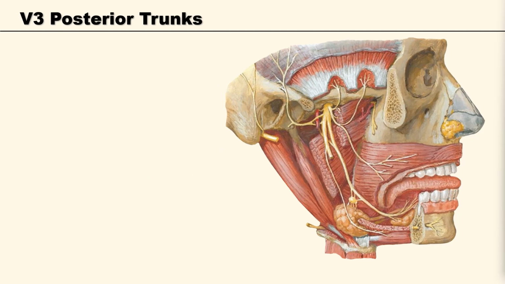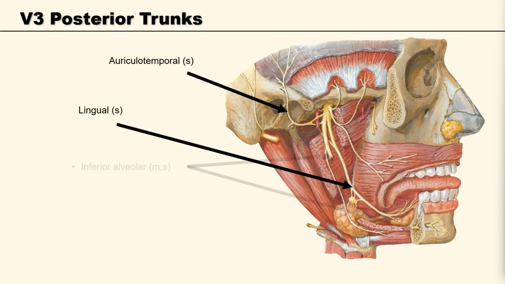The posterior trunk has three branches: the auriculotemporal nerve, the lingual nerve, and the inferior alveolar nerve. All the trigeminal fibres in the auriculotemporal and lingual nerves are sensory. The inferior alveolar nerve contains both sensory and motor fibres for part of its course.